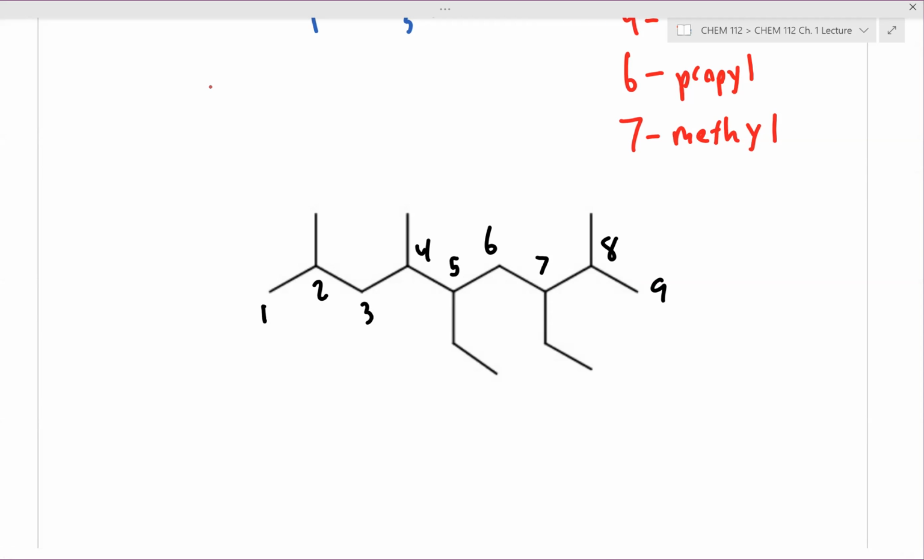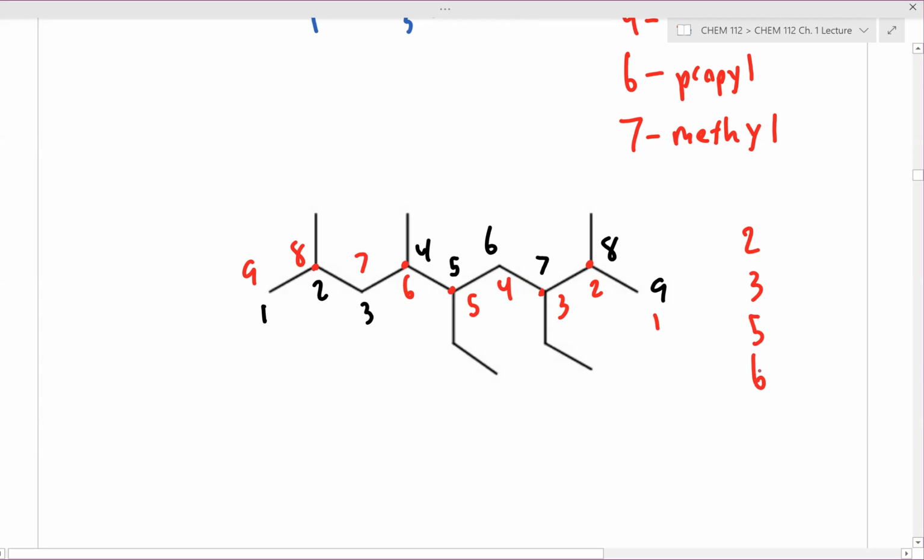We also need to make a set of numbers from right to left. So we have 1, 2, 3, 4, 5, 6, 7, 8, 9. Perfect. So now I'm going to write out the numbers of substituents in each of these chains. So in red, what carbons have substituents? Let's write down those numbers. 2, 3, 5, 6, and then 8.